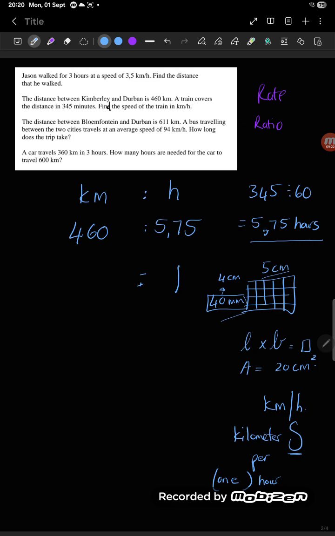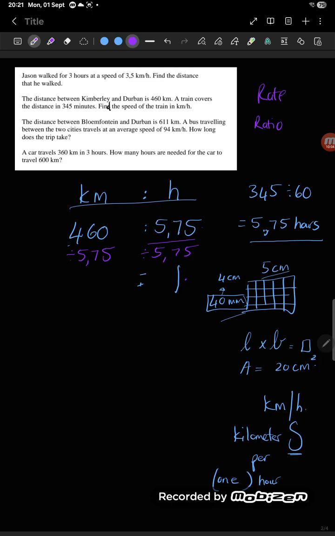It's an interesting question, but just write out your ratios, kilometers per hour, write out what the kilometers are, write out what the hours are. You're going to turn that hour into 1. Now, how do I get from 5,75 to 1? Well, I divide by 5,75 to get to 1. This is a smaller number than this, so I'm going to divide it. And if I divide 5,75 by 5,75, I've got to divide this side.